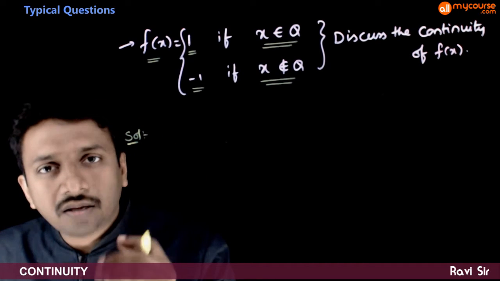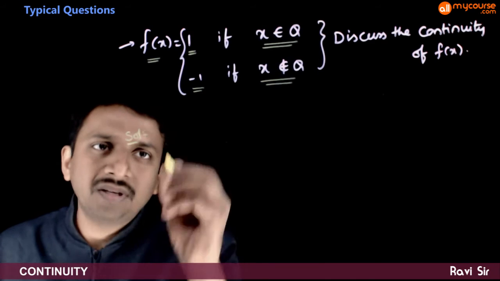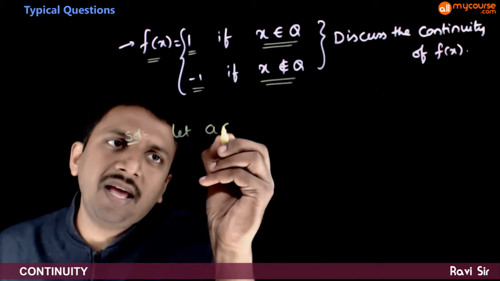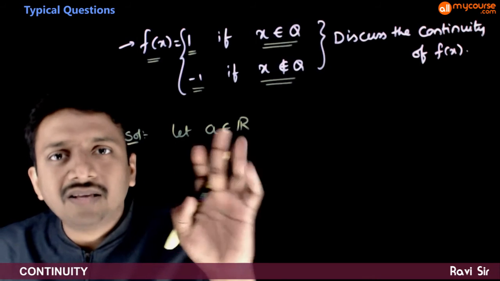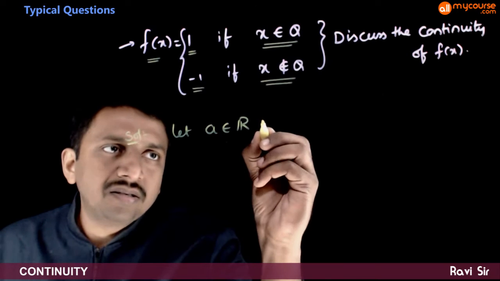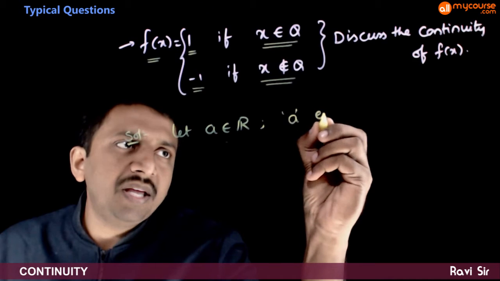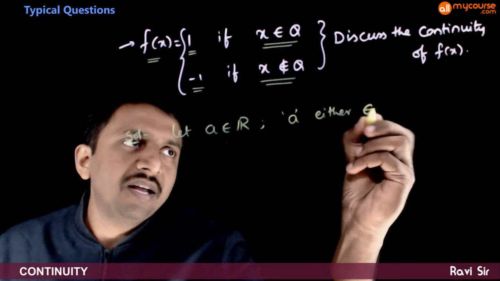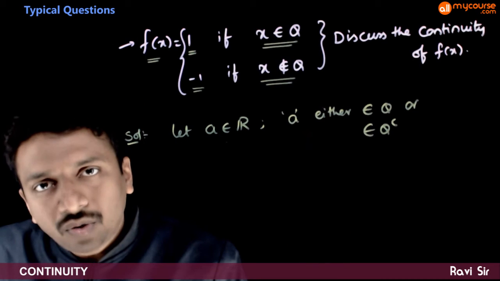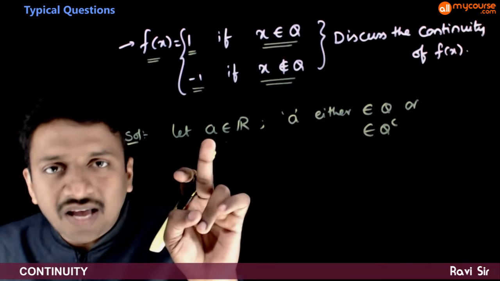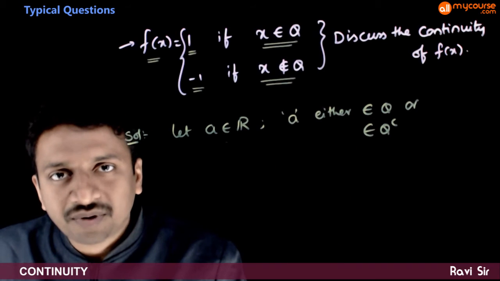So let us say that we'll try to discuss the continuity at a point a. So let a belong to the real numbers, that is, a is a real number. So if a is a real number, it either belongs to Q or belongs to Q complement, that is, irrational. If you take any real number, it will either be a rational number or an irrational number.